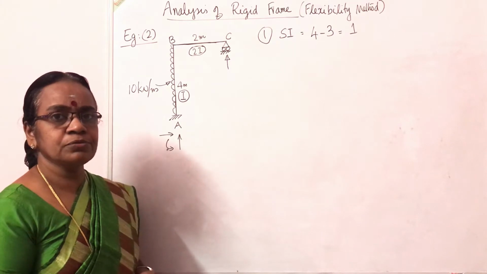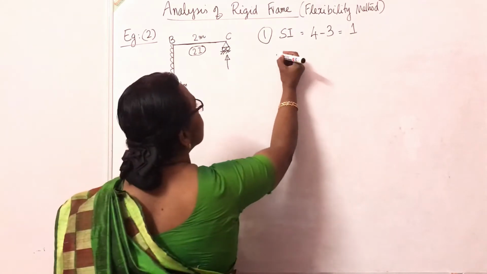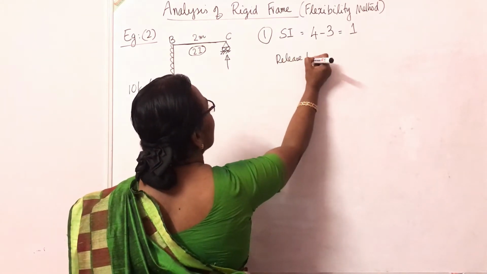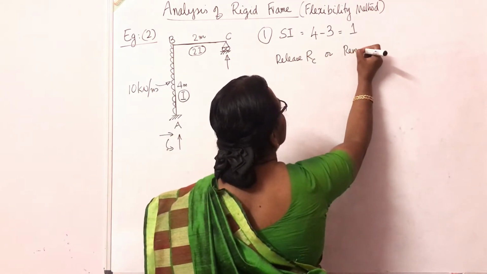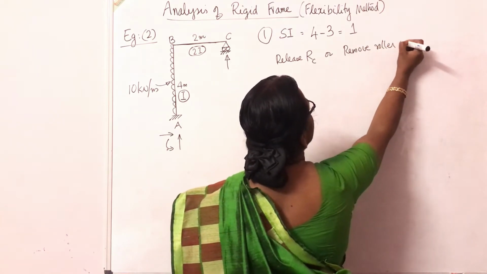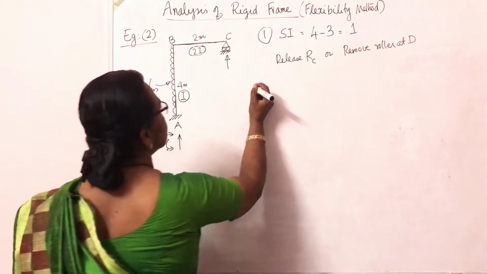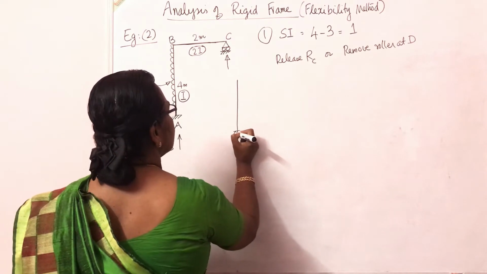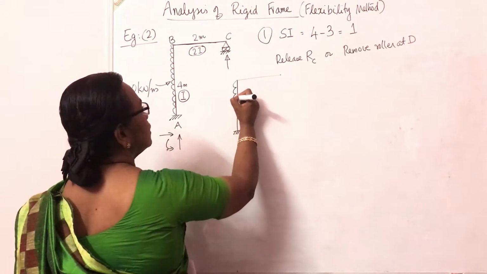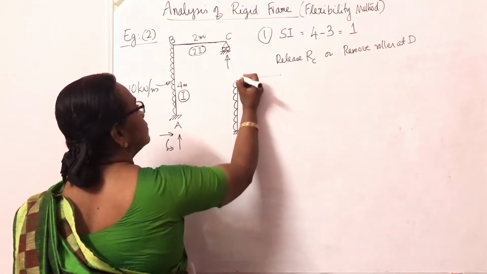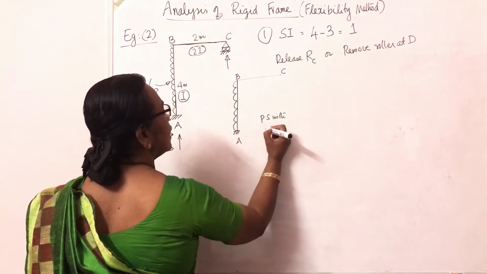So you have to remove any one redundant. I am going to remove this roller here. I am going to release that redundant, or I can say remove roller at D and get the primary structure. So the primary structure is going to be like this. And in the primary structure, this is the load acting, A, B, C. So this is the primary structure with external load.